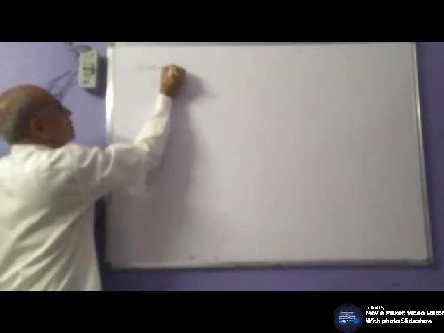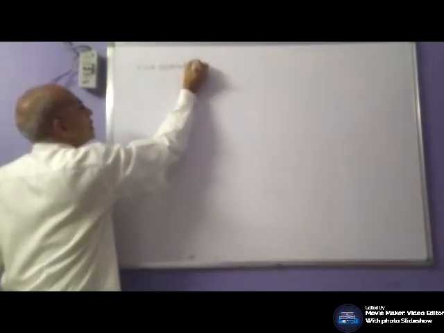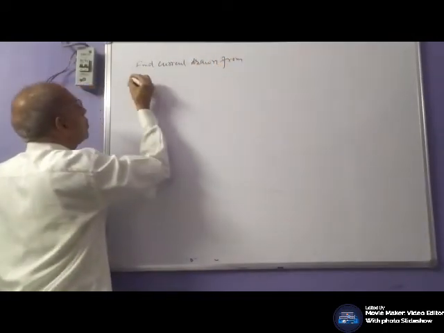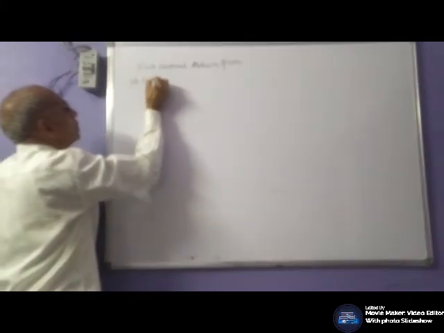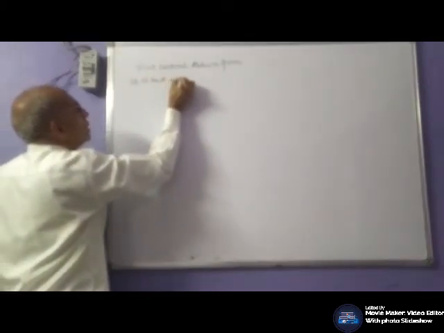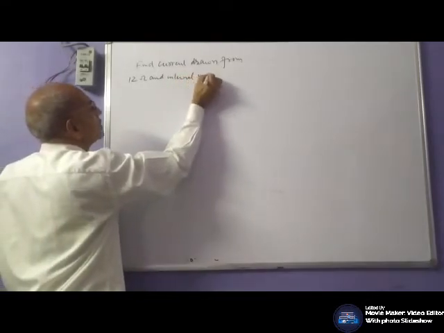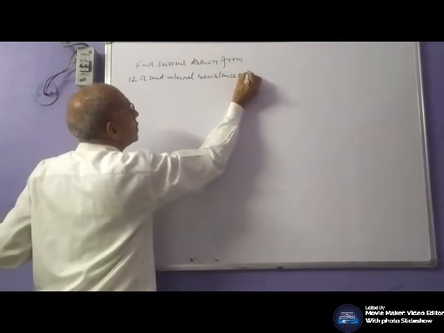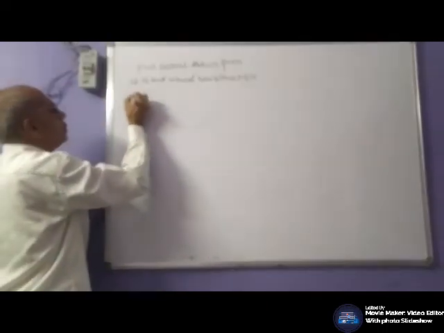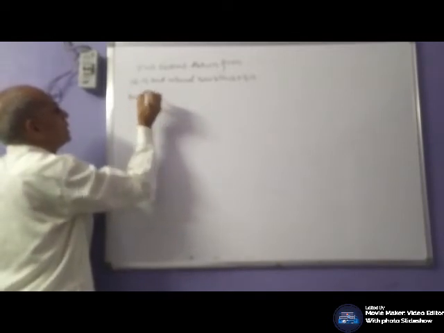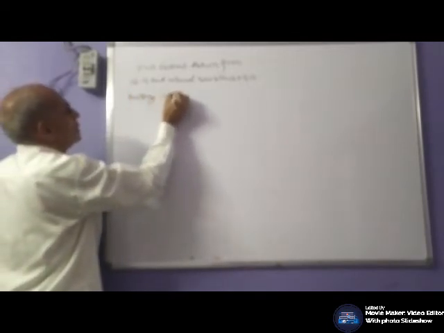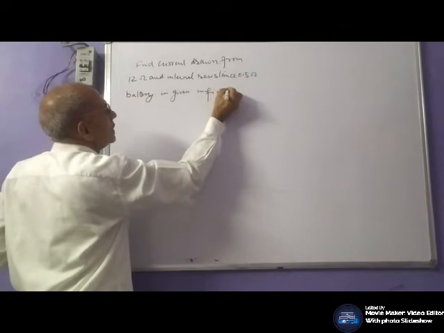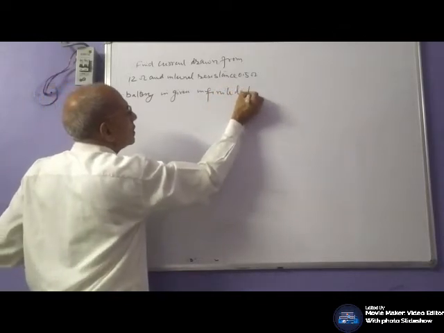Find the current drawn from the 12 volt battery with 0.5 ohm internal resistance in the given infinite ladder.